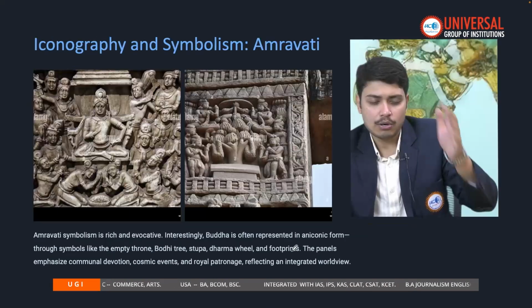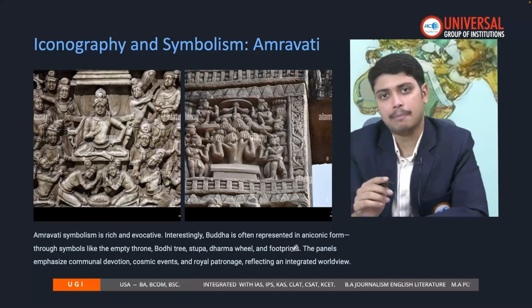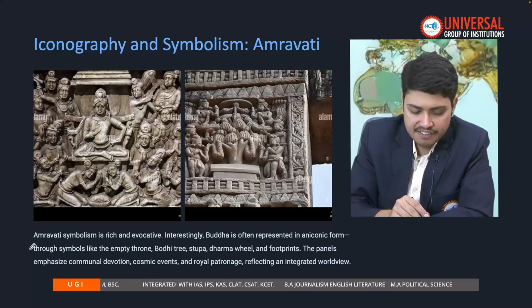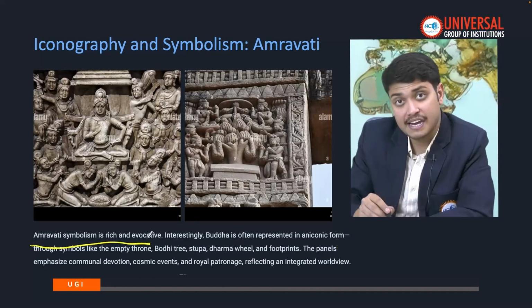Now let's talk about iconography and symbolism in the Amaravati School of Art. Amaravati symbolism is rich and evocative.